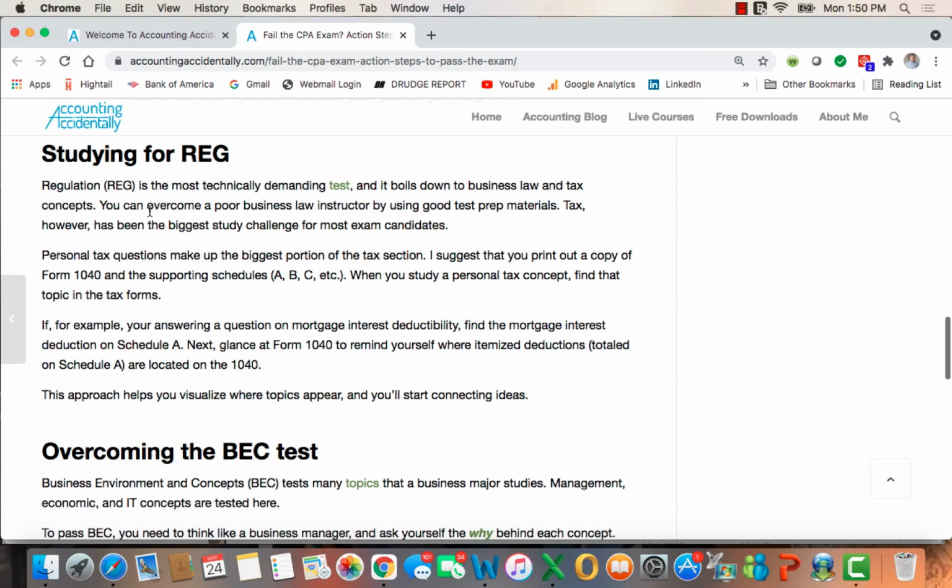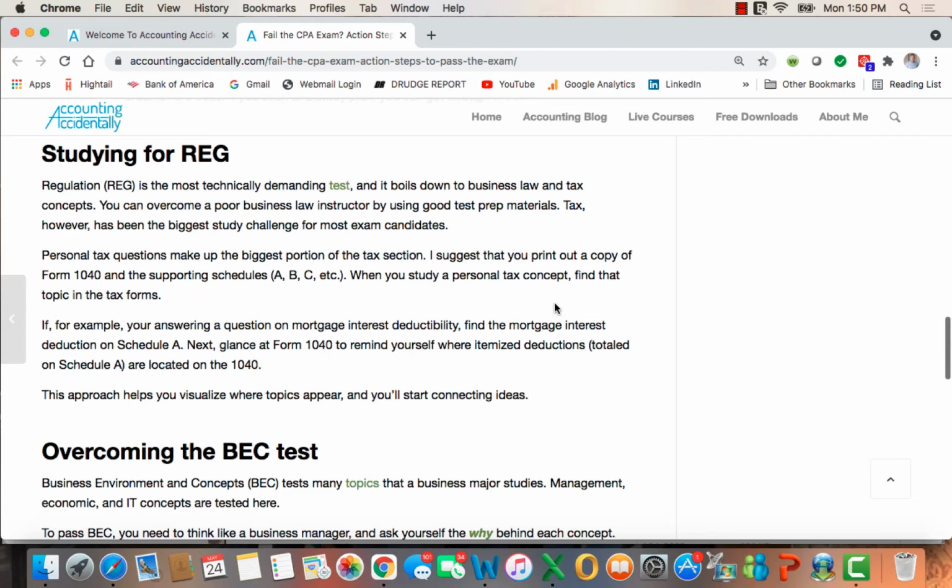Regulation, or REG, I think, is the technically most demanding test. It's really a business law and tax concepts test largely. And if you didn't have a good business law class, I think test prep materials can help you overcome that. Tax, on the other hand, I think is the biggest study challenge for most exam candidates, particularly those who do not work in tax. Most of the tax questions are personal tax.